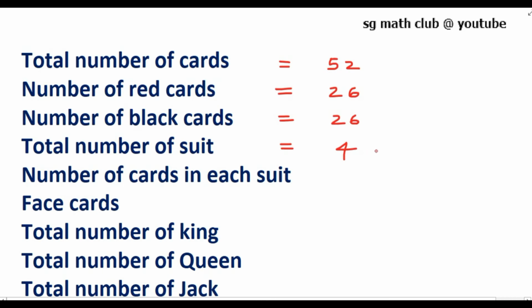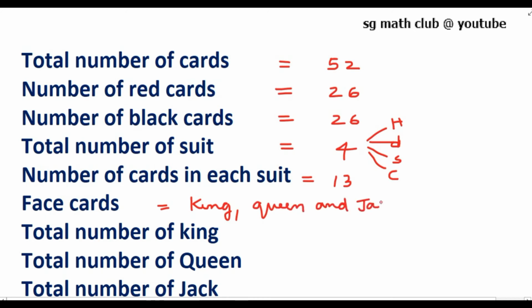That is heart, diamond, again spade and club. Number of cards in each suit, 13, right? Face cards. Face cards are king, queen and jack. So these three we usually call as face cards.